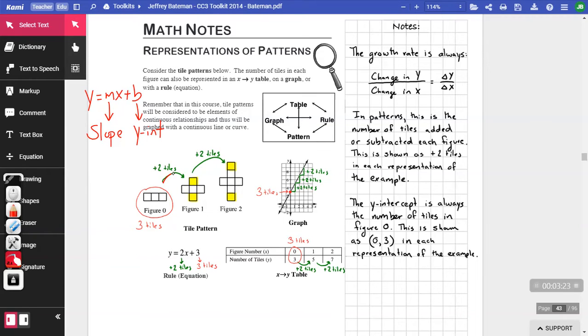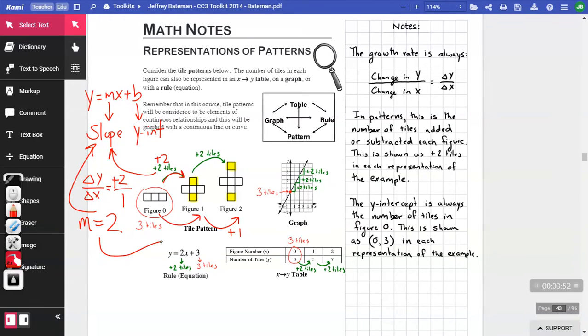Tile pattern, the amount that it is increasing every single time is my slope. Now, usually you're like, but wait a second, the slope is typically the change in y over the change in x. It's normally a fraction. Well, it is. We're going up 2 tiles, so up 2, over one figure because we're going from 0 to 1 every single time. So my change in x is 1. And 2 over 1 just reduces to 2. And that's why my slope here is 2.